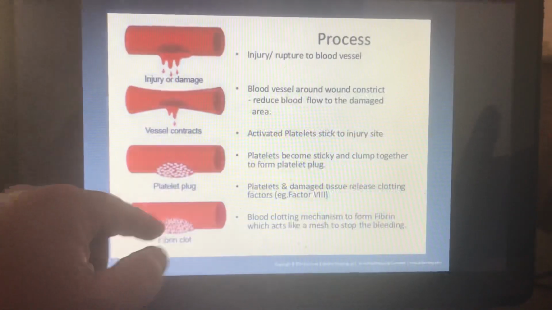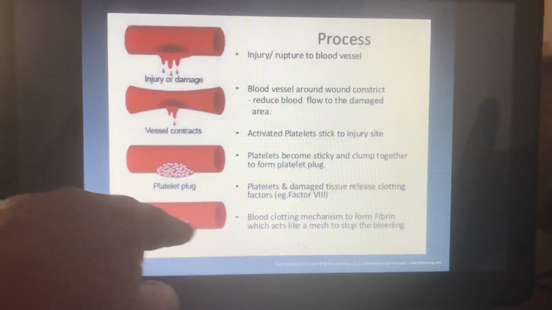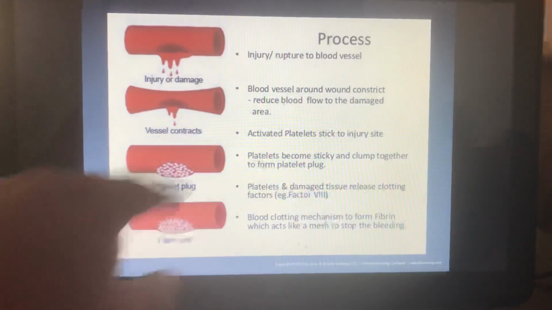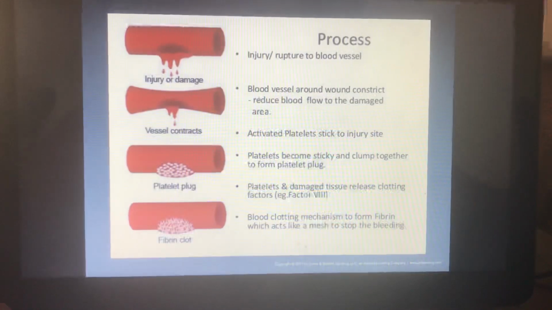With that being said, the fibrinogen that gets turned into the fibrin starts making this web-like structure over top of it. So then you have literally this mesh, this netting that comes over and holds it all together. And believe it or not, it's a pretty good process when it works.